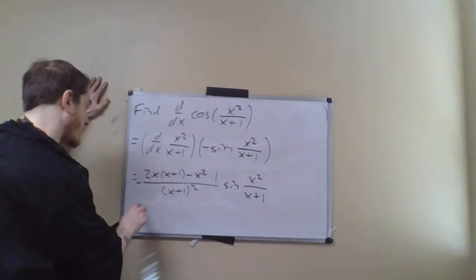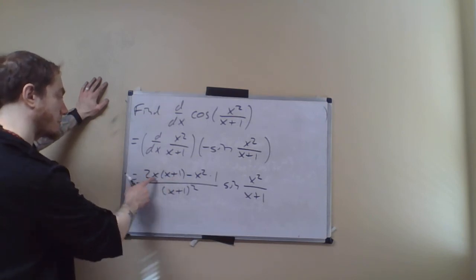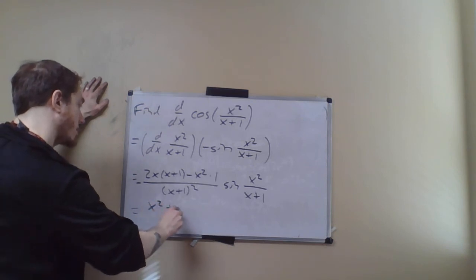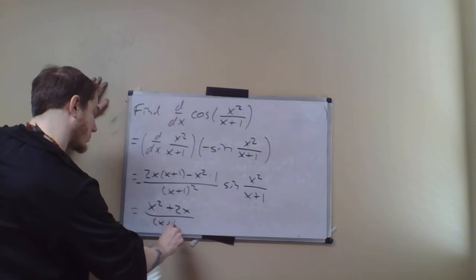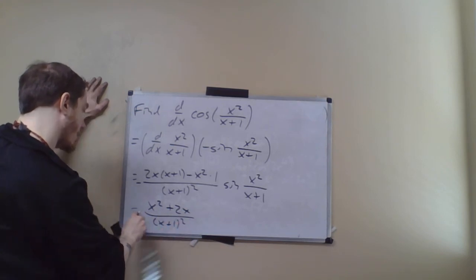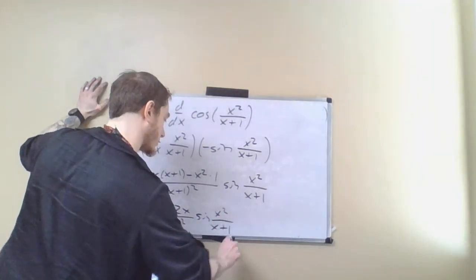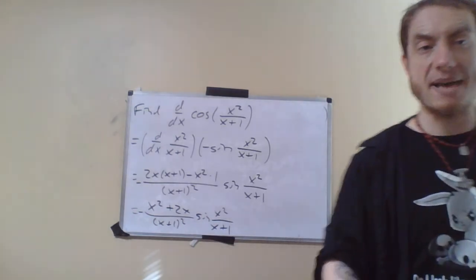Also, we should probably finish this out and simplify it, because this becomes 2x squared plus x, but 2x squared minus x squared leaves me with just x squared plus 2x, and then on the bottom I have x plus 1 squared. Oh, and this is all negative, and then we have sine of x squared over x plus 1. So we can get our answer down to be a bit more compact there.